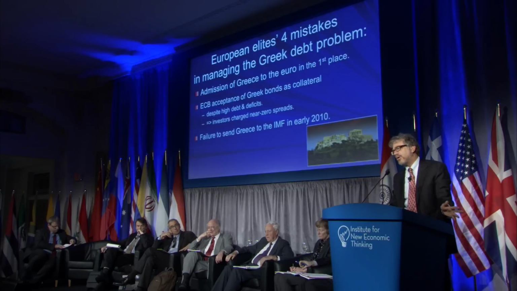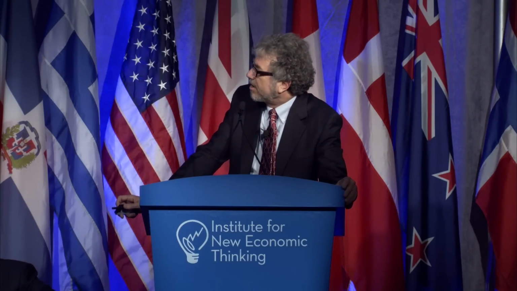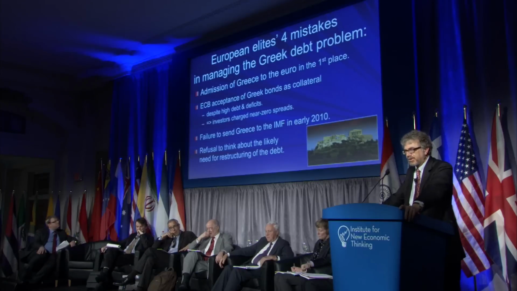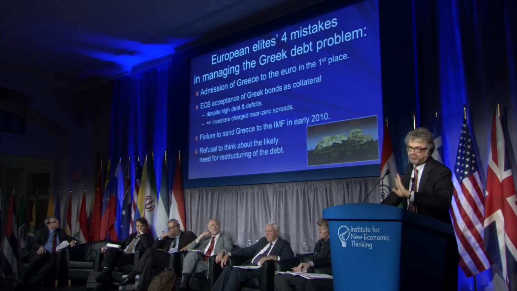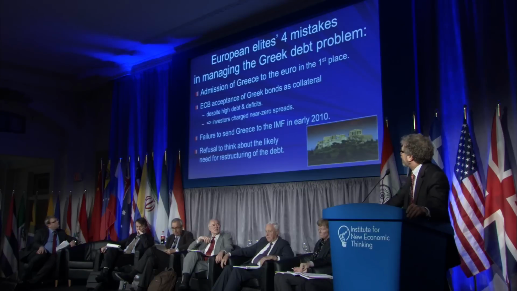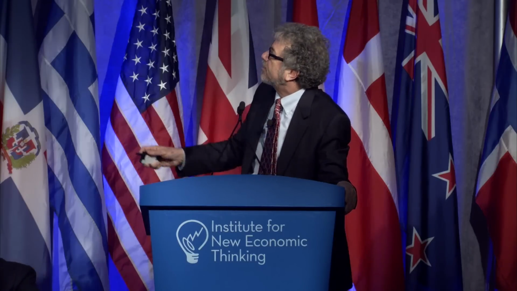Third mistake, failure to send Greece to the IMF in early 2010. The reaction was, no, no, no, it's unthinkable. We wash our own dirty linen. We take care of these things internally. That, I think, was misguided. And similarly, that it was unthinkable to have restructuring. I think by now, quietly, they're thinking about it, but early on, no, we can't even think about it, can't even talk about it. And I'm one of many who thinks that Greece will eventually have to restructure.